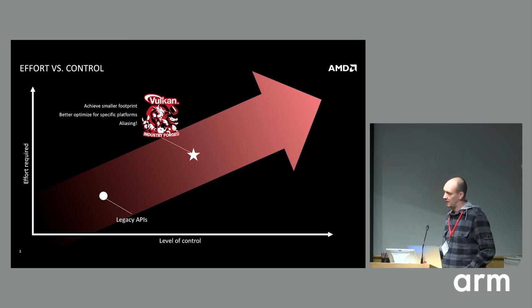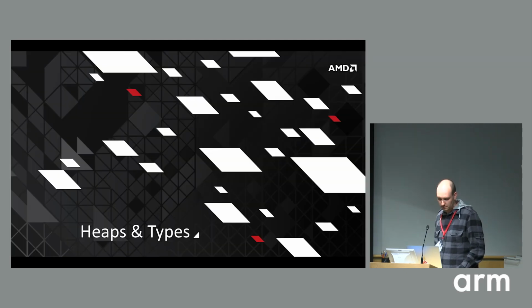So yeah, this is Vulkan and also D3D12, but this talk's just going to focus on Vulkan. Here we've got a good balance of control and effort, and we can do interesting stuff like optimize the memory footprint of our games down. We can target more specific platforms. We have the levers we need to pull to do that. And we can do interesting things like aliasing, so we can keep our memory footprint down again. So this is the motivation for why I'm stood here talking to you. Let's get started with heaps and types.